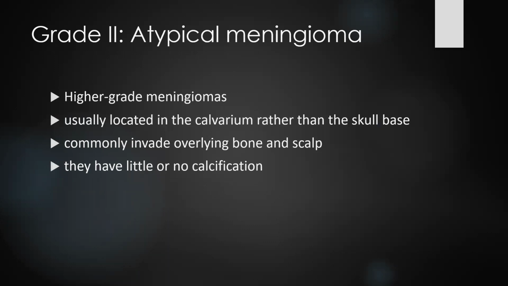Atypical meningioma, or grade 2 higher grade meningioma, is usually located in the calvarium rather than the skull base, and commonly invades overlying bone and skull. They have little or no calcification.